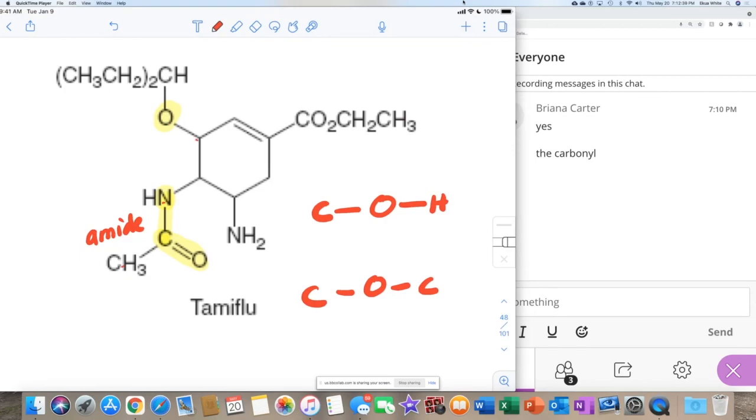Do I have a hydrogen on one side here? No. So I don't have an alcohol. This would be alcohol if I had alcohol. This is actually an ether, right? It's COC, ether, versus COOC, ester.